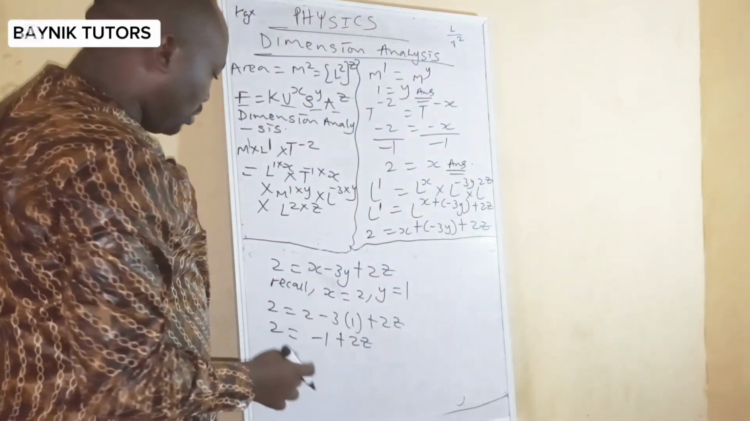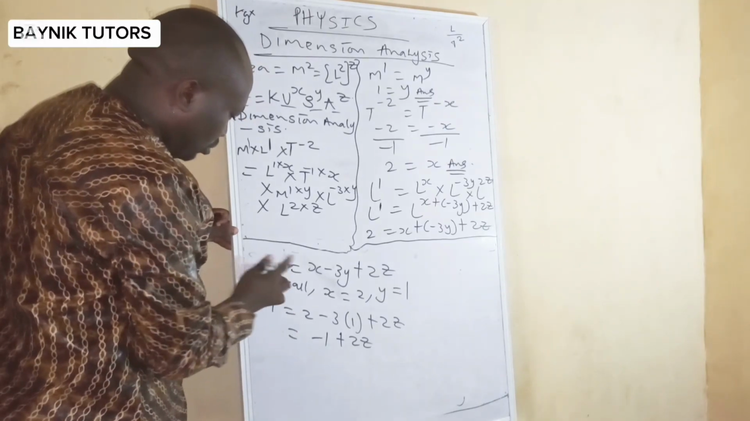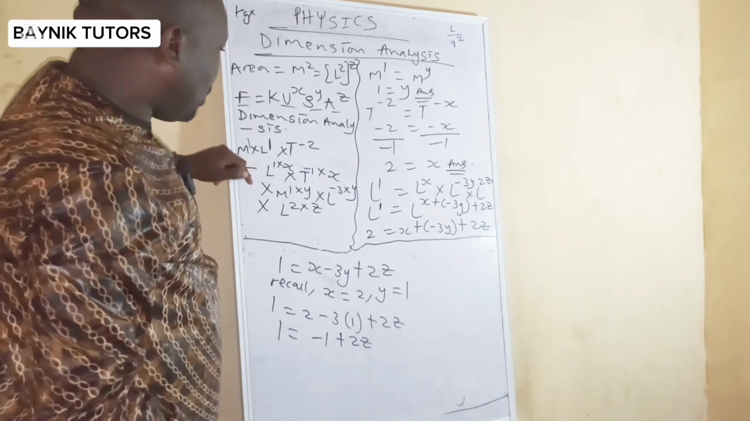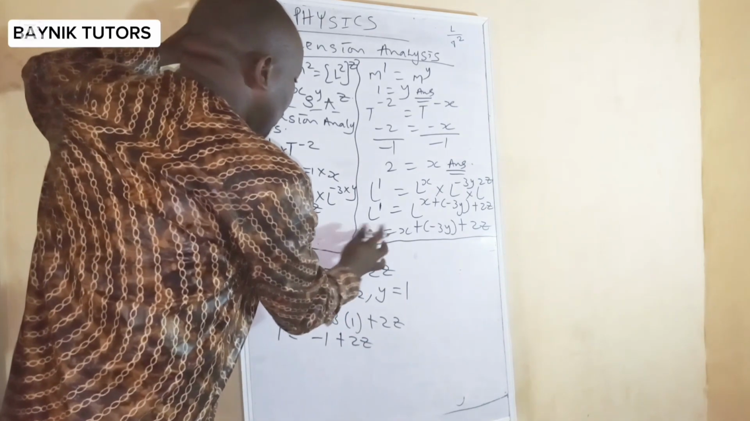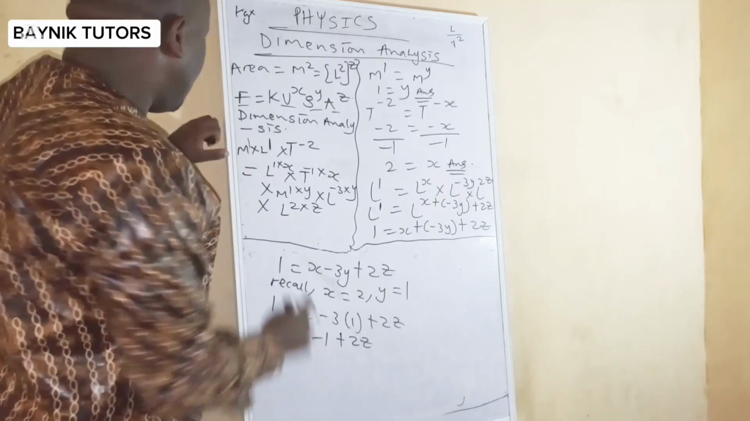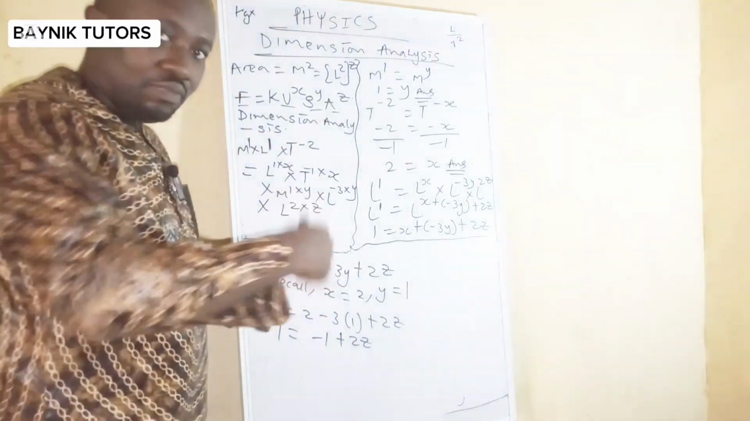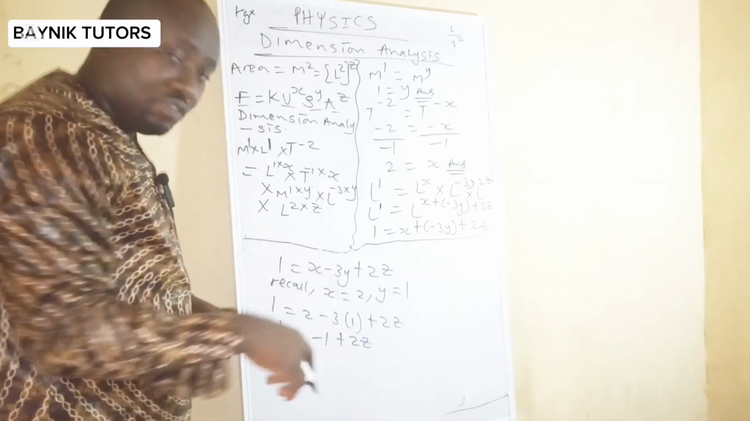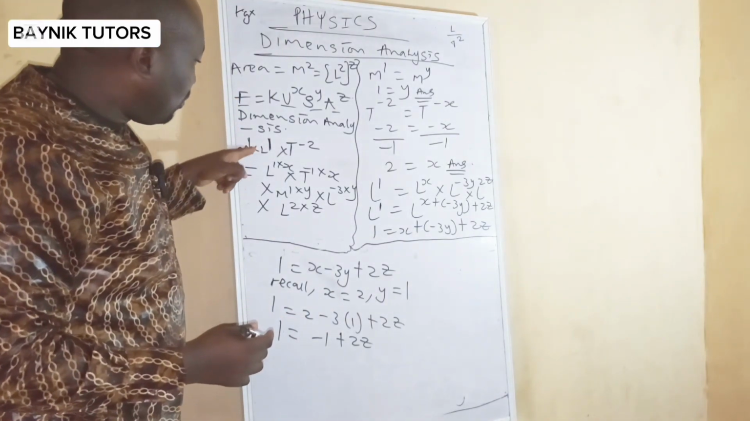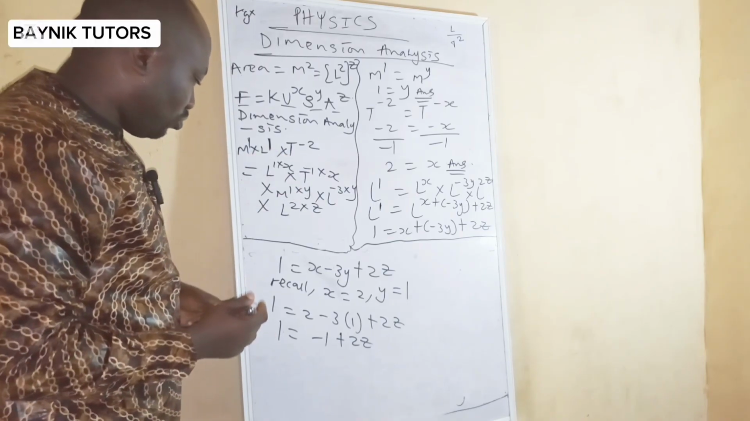So here will now be 1. Please correct that in your work. This is 1. This is also 1. So it's L raised by 1. Please take note of that. There is L raised by 1. Subsequently, the lower part, I think I've erased that, but know that force is M raised by 1 times L raised by 1 times T raised by minus 2.